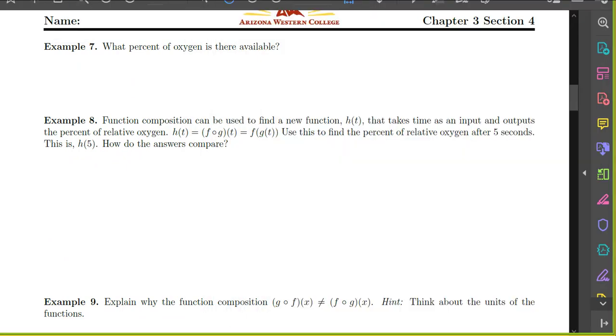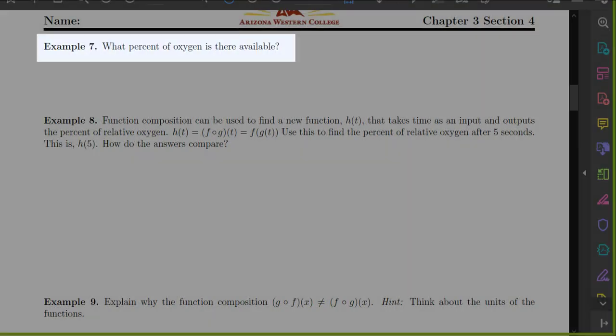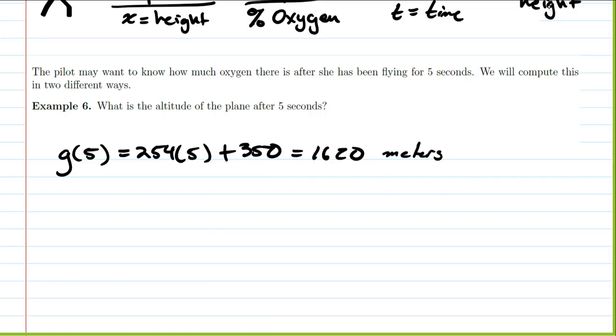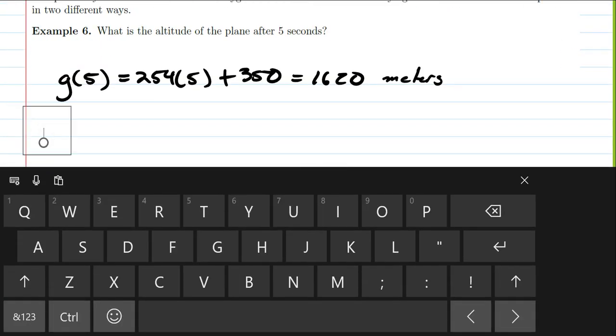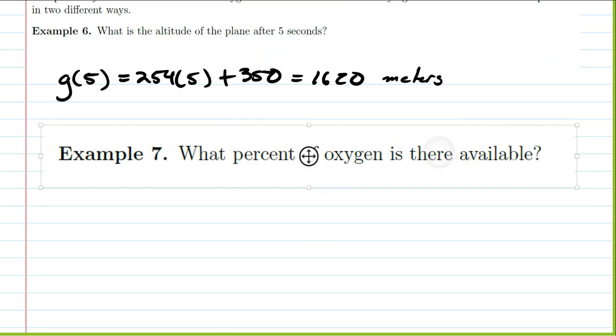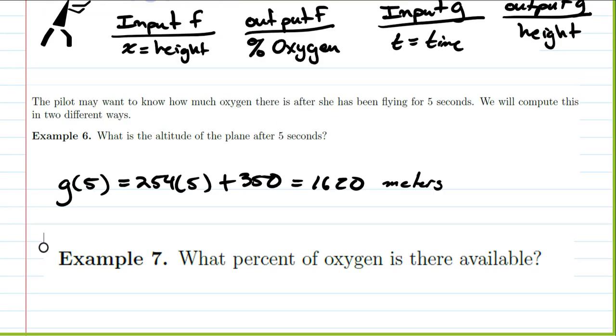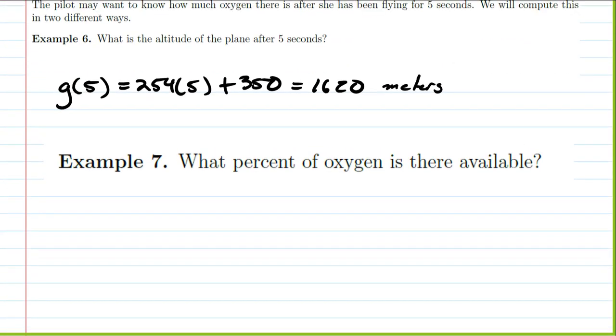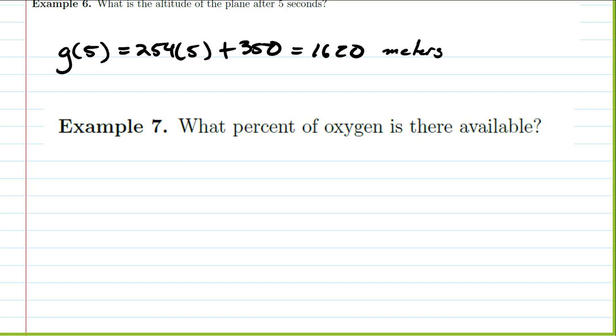All right, so then the next question we want, which is the answer to the original query, is, well, how much oxygen is available now? Well, now we have the output is 1,620 meters. Well, that's a height, which is going to be the input for our function f. So if we calculate f of 1,620, we're going to put that into our function.